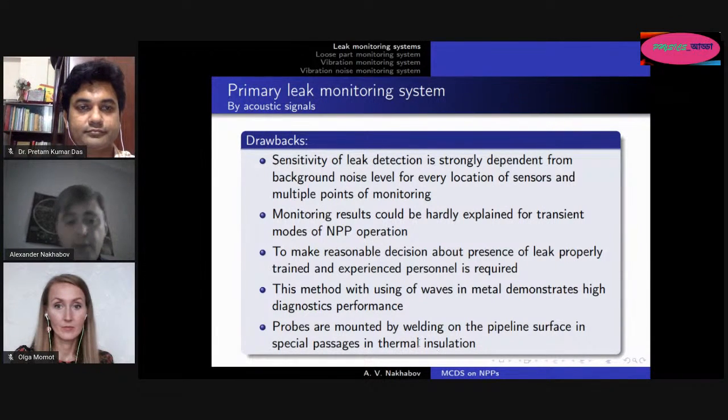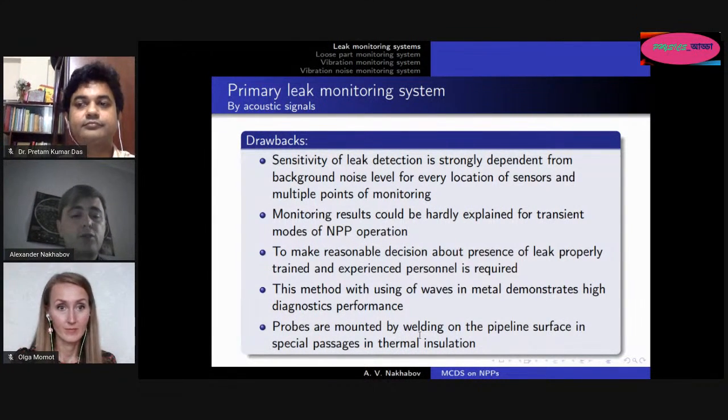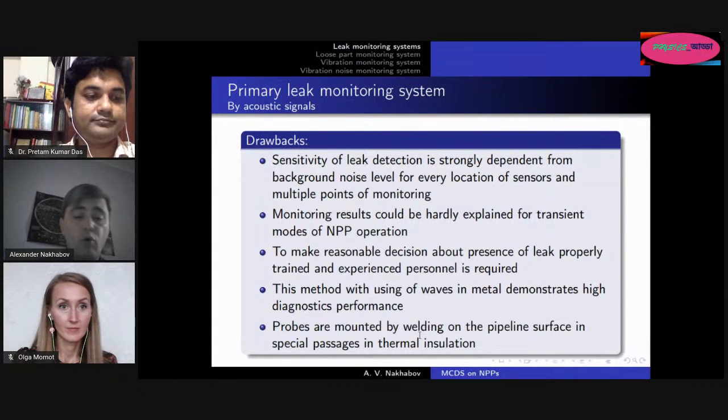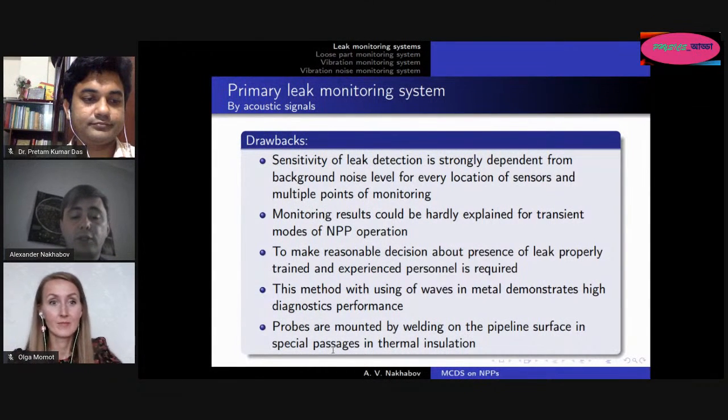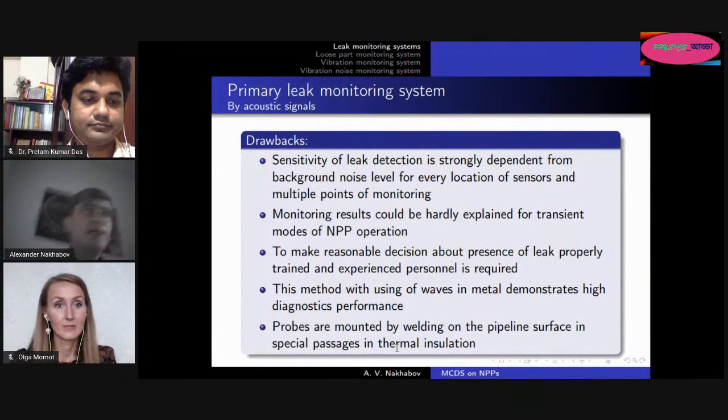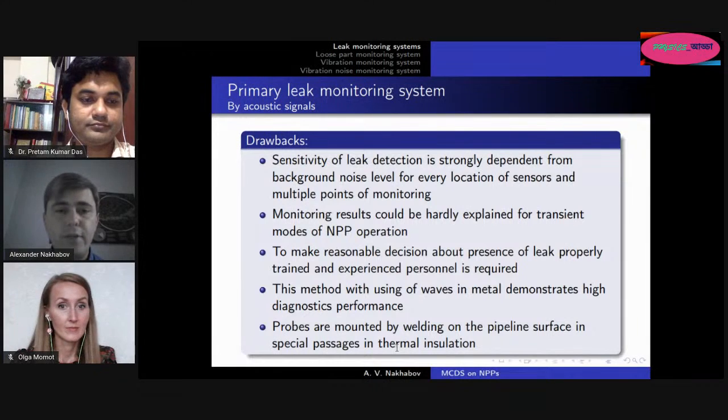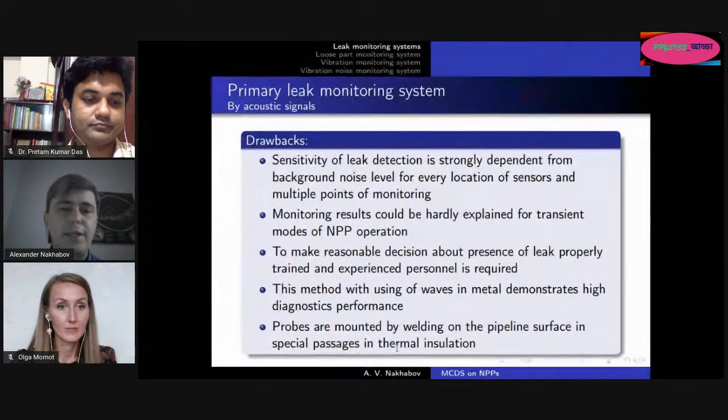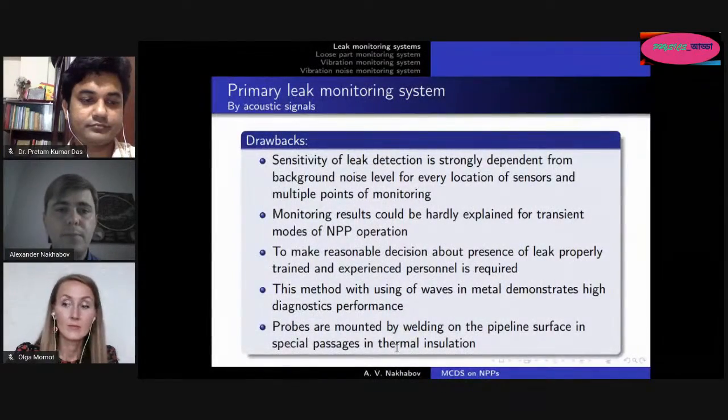And when we talk about sensors, they should be installed by welding joints on the pipeline surface, and we need to provide special passages in the thermal insulation for cables from these sensors. It's some kind of violation of the thermal screens construction and so on, so it can be considered a drawback of this system.